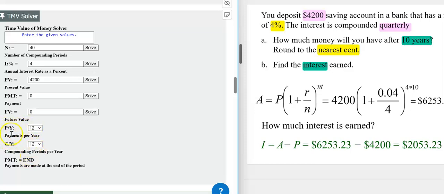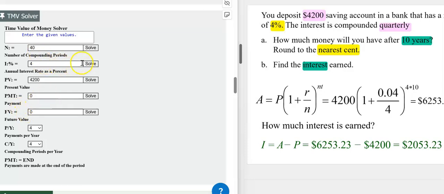P/Y is payments per year. It's going to be 4 payments a year because of quarterly. Depending on the case, if it's monthly, you put 12. If it's daily, you put 365. So we put P/Y, payments per year, as 4 because of quarterly. C/Y, compounding periods per year, is the same as payments per year, also 4. This has to be the same number, 4 and 4. Again, why 4? Because of quarterly.